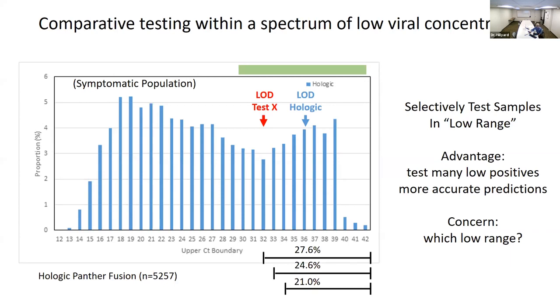A concern for the design of any of these studies, of course, is what is this range going to be? Do we have enough confidence, if we're going to compare this to another test based on its LOD or some other study, that collecting samples at a crossing threshold of 34 or 32 would be appropriate?